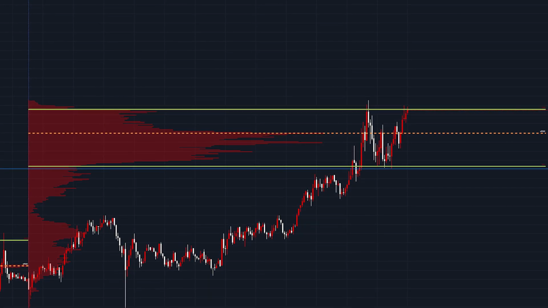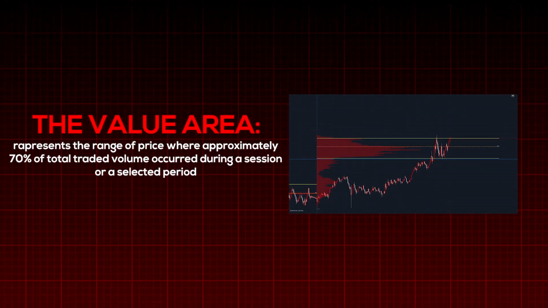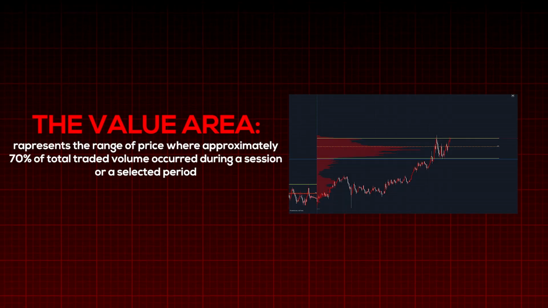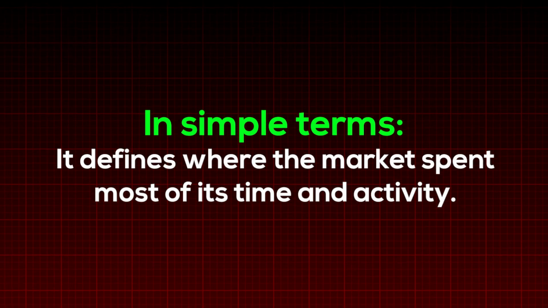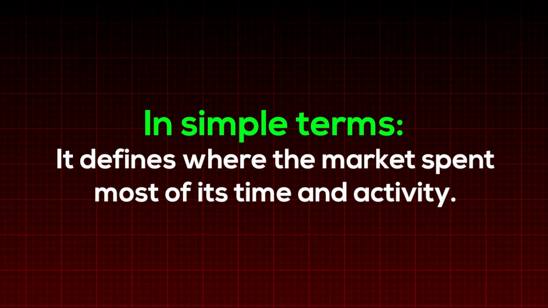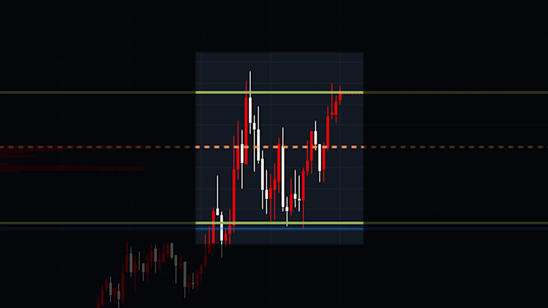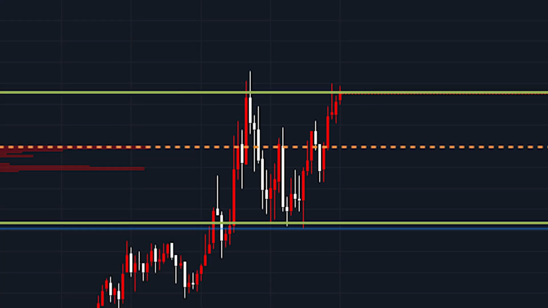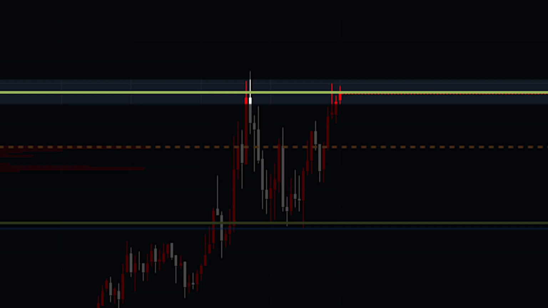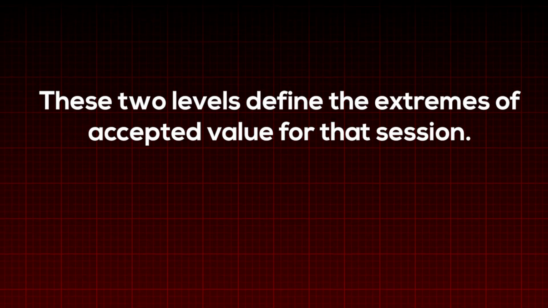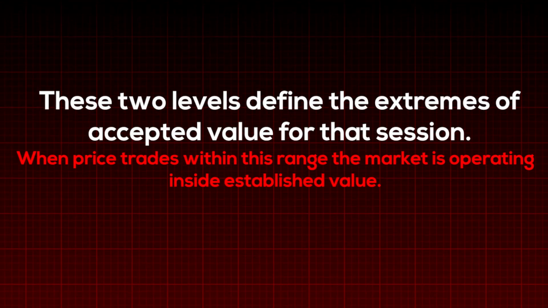When analyzing a volume profile, one of the most important concepts is the value area. The value area represents the range of prices where approximately 70% of the total traded volume occurred during a session or selected period. In simple terms, it defines where the market spent most of its time and activity. Inside the value area, buyers and sellers were in relative agreement. This is considered the balanced region of the auction. The lower boundary of this range is called the value area low. The upper boundary is called the value area high. These two levels define the extremes of accepted value for that session. When price trades within this range, the market is operating inside established value.